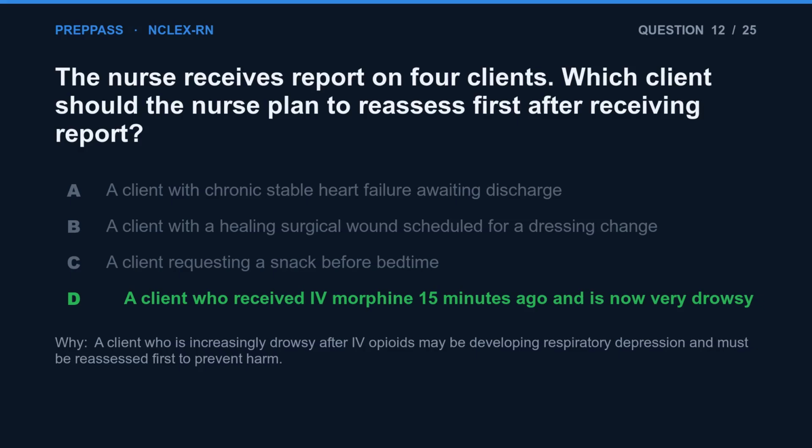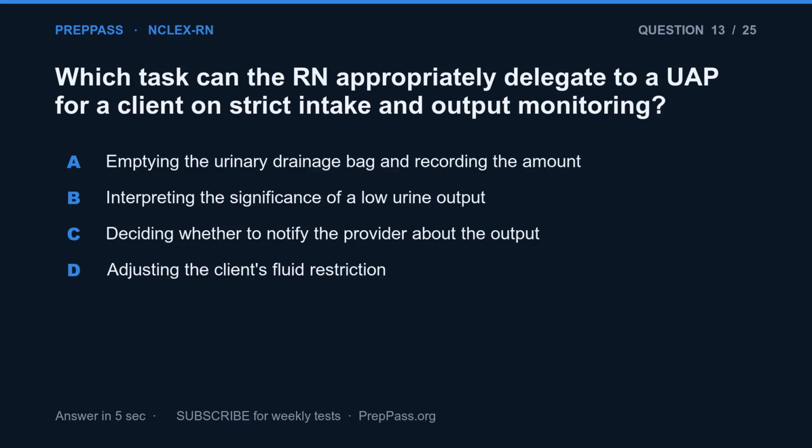The correct answer is D. A client who is increasingly drowsy after 4 opioids may be developing respiratory depression and must be reassessed first to prevent harm.